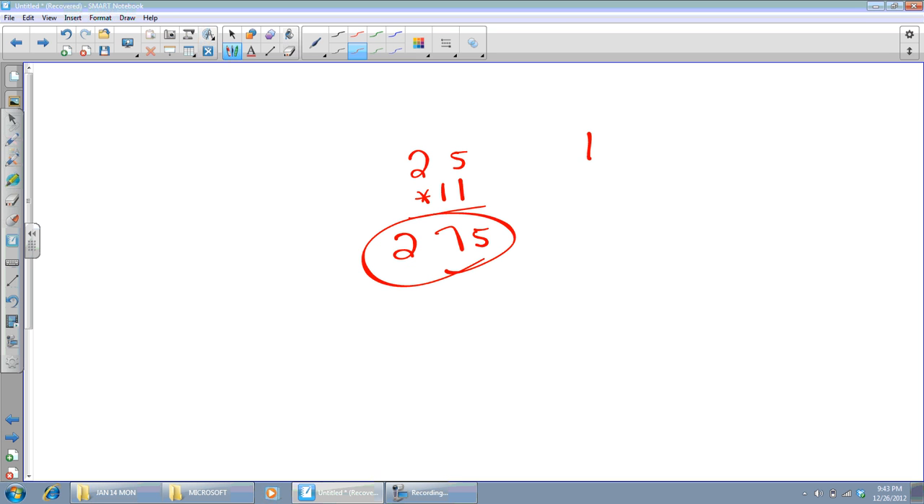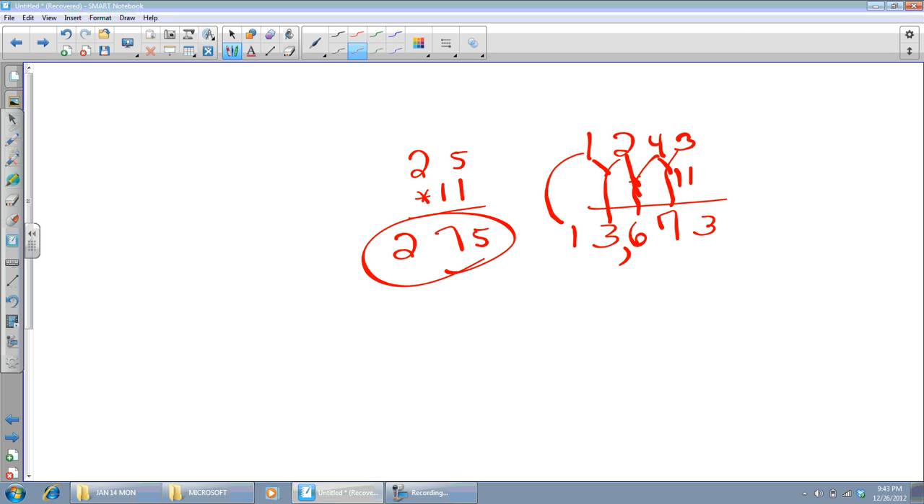If I have to do 1,243 and multiply it by 11, well, I'm going to get a 3, then a 7, then a 6, then a 3, and then a 1. If you're wondering what I'm doing, 4 plus 3 is where the 7 came from. 2 plus 4 is where the 6 came from. 1 plus 2 is where the 3 came from. And this one was here, and the 3 was there.